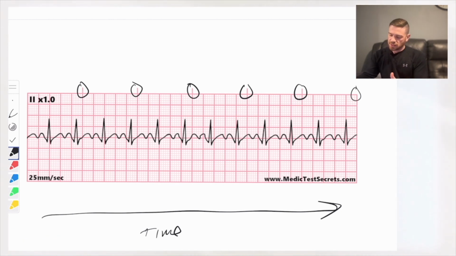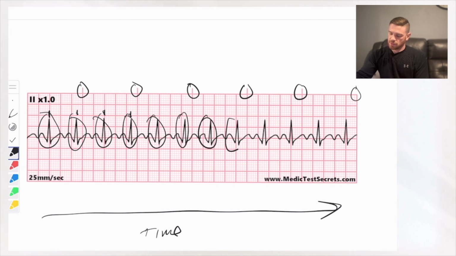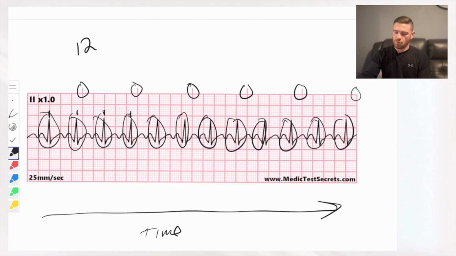We take a glance at this, we see that it looks regular. The R waves look regular, but we want to count the R waves. 3, 4, 5, 6, 7, 8, 9, 10, 11, 12. Right? So we have 12 R waves. And if we're going to calculate rate based on the method that I mentioned before, we would just multiply that by 10 for a 6-second strip. And that would give us 120 beats per minute.